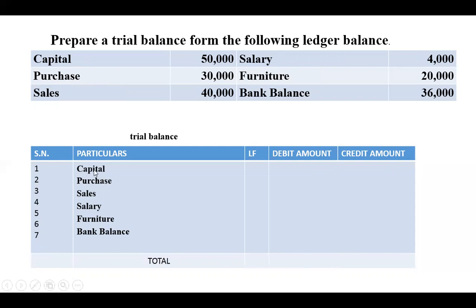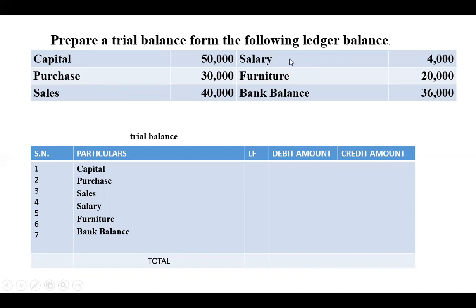Look here. Capital, what is capital? Capital is credit for you. Purchase: when you purchase, will the money come or go? Money will go, right? Money will go means it is debit. Sales: when you sell something, the money will come. If the money will come, then that is credit. Sales is credit for you.